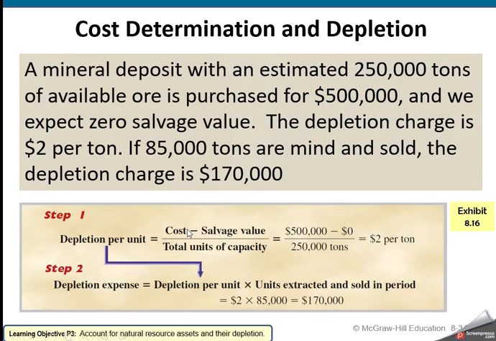It's called depletion. And we take our cost minus our salvage value and divide it by how much we think we're going to be able to produce out of this well or this mine. So in this case, it's a mine, excuse me, of iron ore. So we paid $500,000 to get it. We estimate that there's 250,000 tons of iron ore in this mine. So when we extract it, we're going to charge off $2 per ton. So we've got our $2 depletion rate times the tons that are extracted.